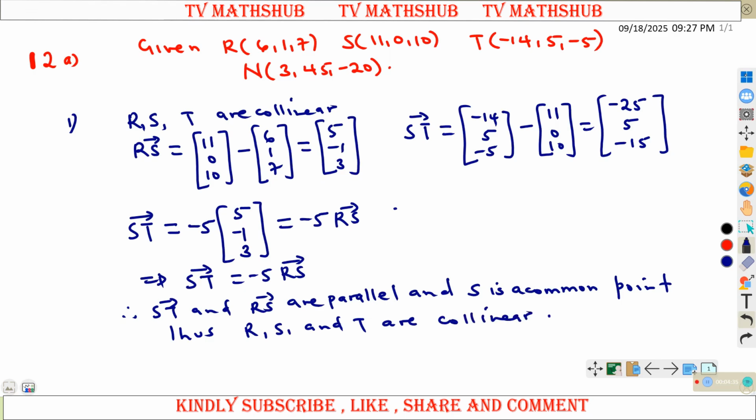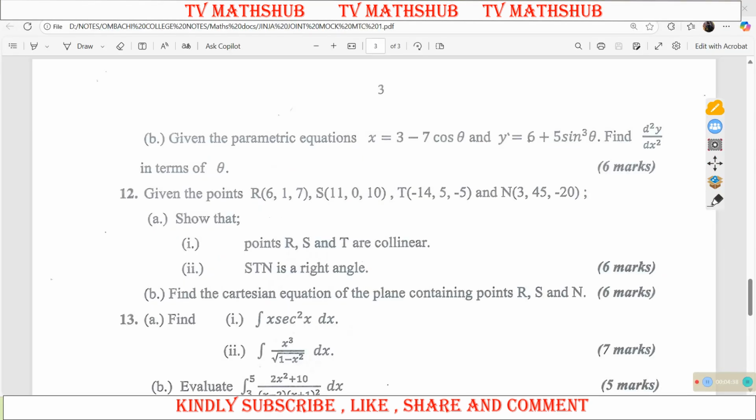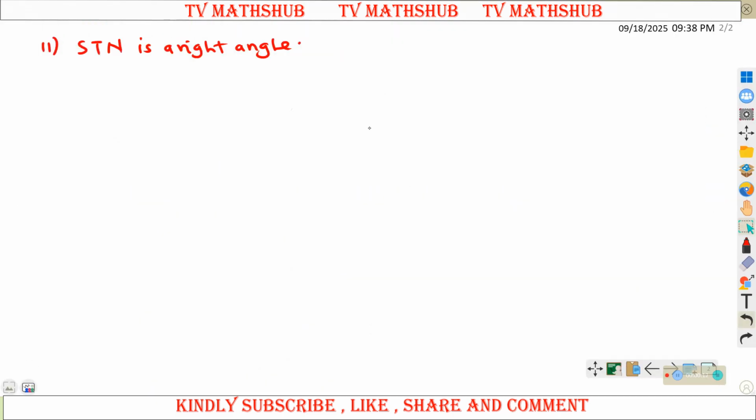And that part will be answered. So that was part 1. Now, let us look at part 2. Part 2 says we need to show that STN is a right angle. To show that STN is a right angle, we shall show that when you get ST and dot it with TN, you get 0. So to show that the angle formed by ST and TN is 90 degrees, you must show that the dot product is 0. So our interest is to show that ST dot TN is equal to 0.